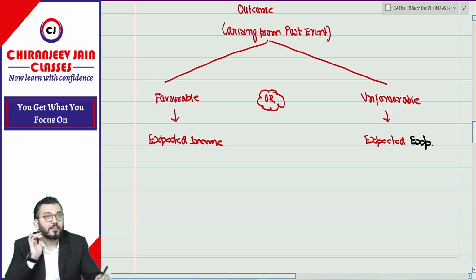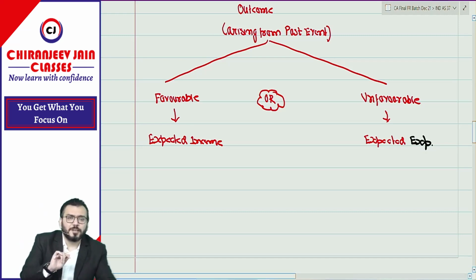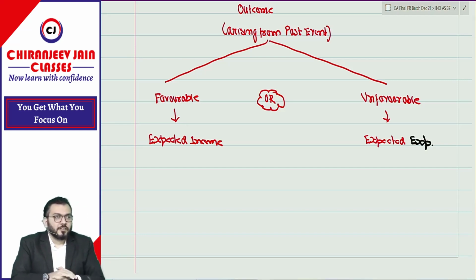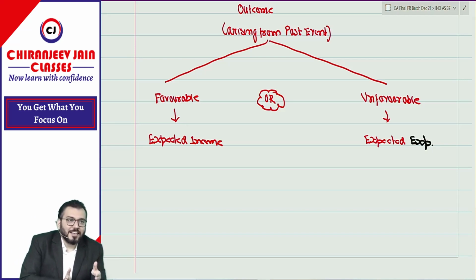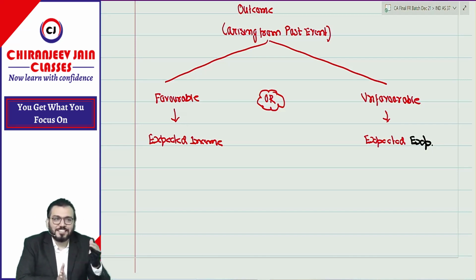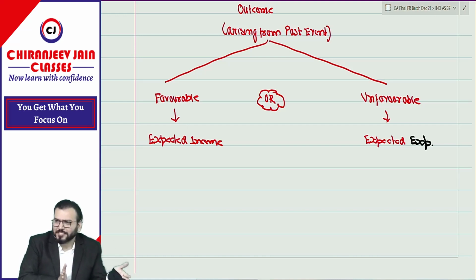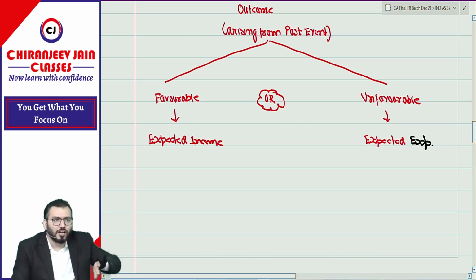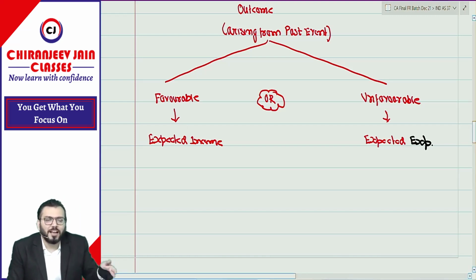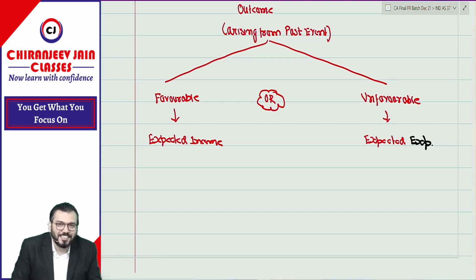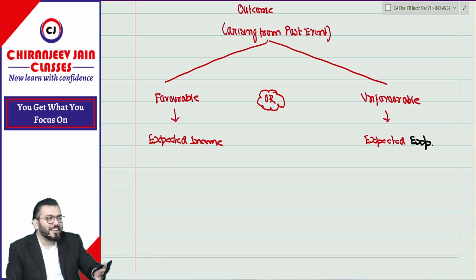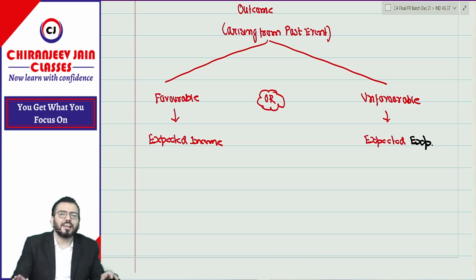Understood this point? Now you have done one principle, the conservatism principle. What does the conservatism principle say? Provide for all anticipated losses and expenses. That only you have done. And do not recognize any anticipated income or gain. Anticipated means what?